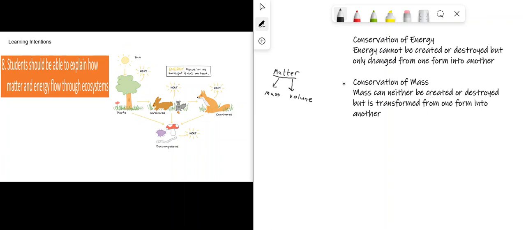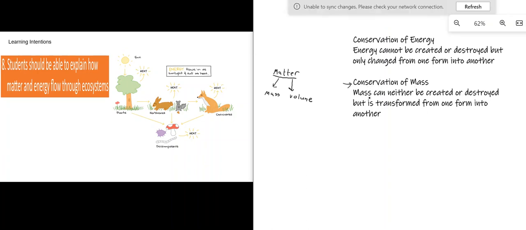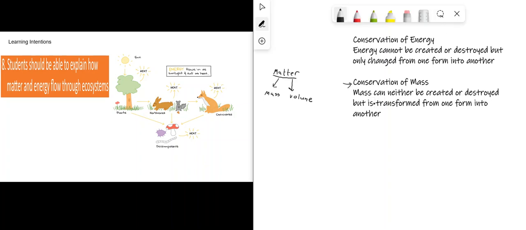And then there's a principle that relates to matter. It's called conservation of mass. Basically, what that means is that mass can neither be created nor destroyed, but it is transformed from one form into another. So you can't get rid of matter. Matter is basically recycled and reused.